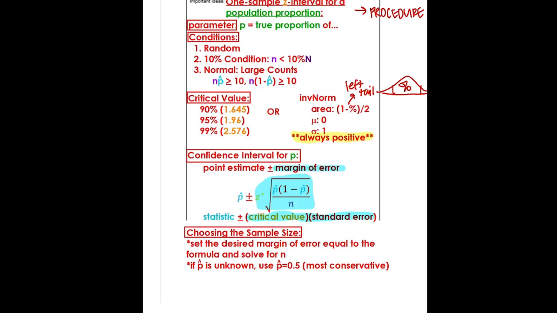And then this last thing, make sure you have it written down, and we're going to practice it on the next page. It's just a formula for solving for the sample size. We'll do some algebra to get it.